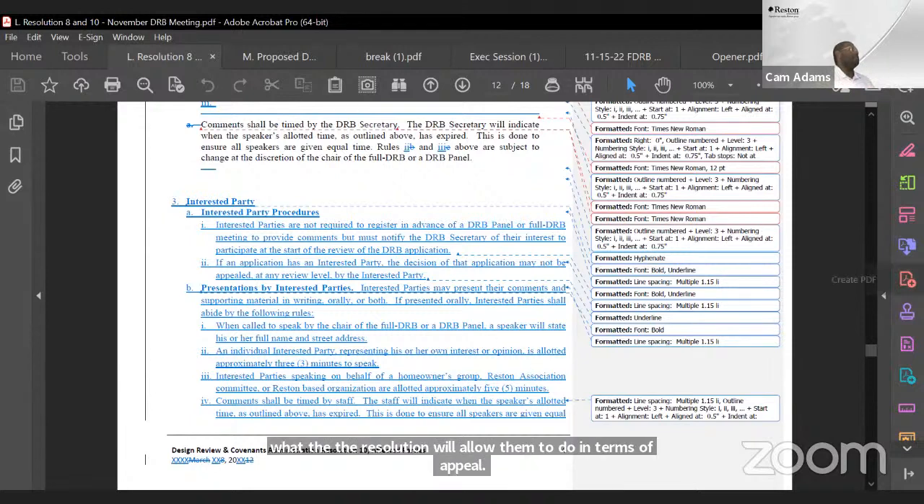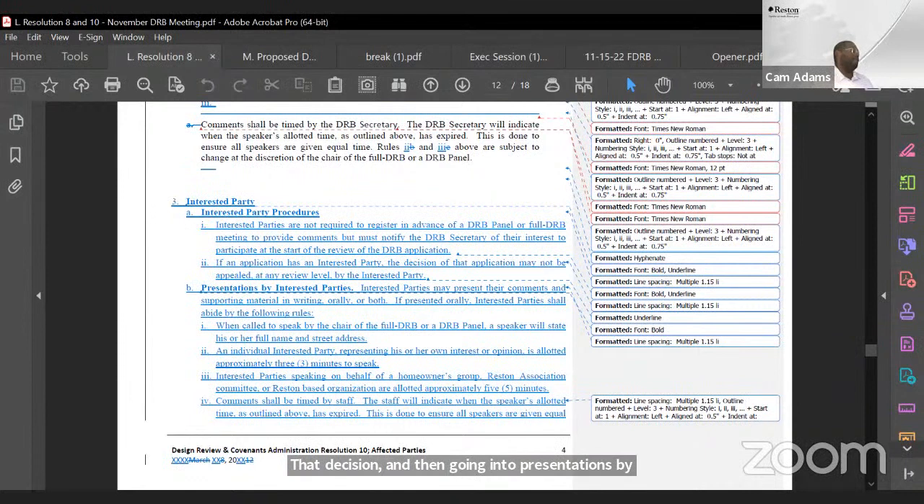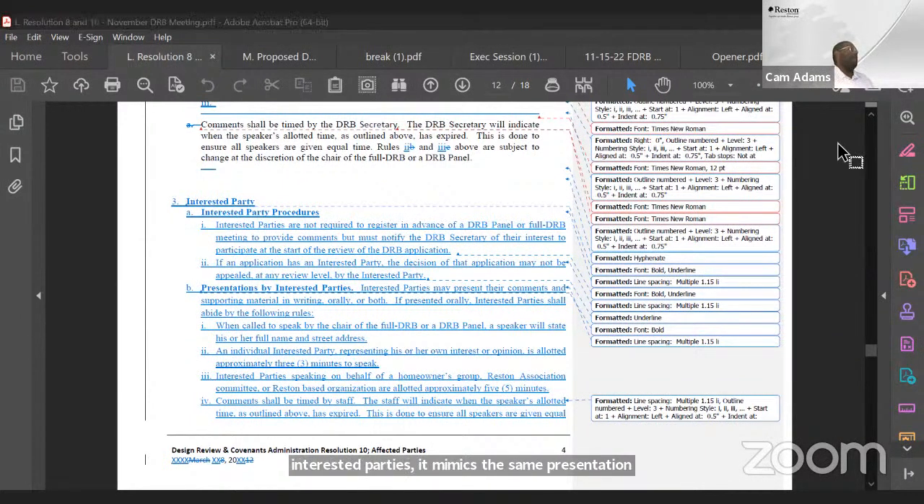And then going into presentations by interested parties, it mimics the same presentation outlined for affected parties, and leaves it up to the chair of that panel or full board meeting to say, hey, you get more time, if they feel that's at their discretion, while still continuing the full board or DRB panel level as the opportunity to participate in those applications. Does anyone have any questions? I know that was a lot to go through.